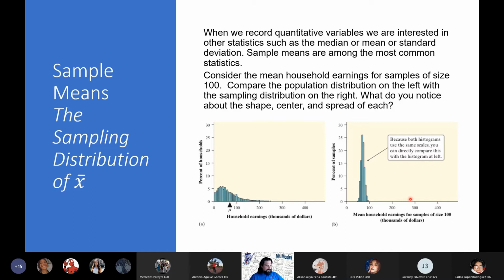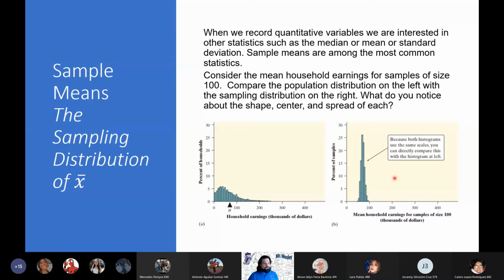However, if we do the mean household earnings for samples of size 100, we get something that looks a lot more normal. Because both histograms use the same scales, we can directly compare this with the histogram at the left. So rather than percent of households, we're doing percent of samples. We get this much more normal looking, much taller, less varied distribution.